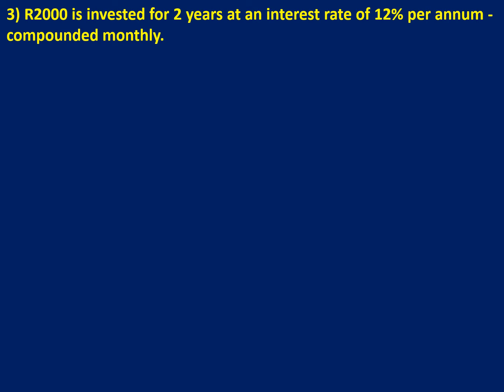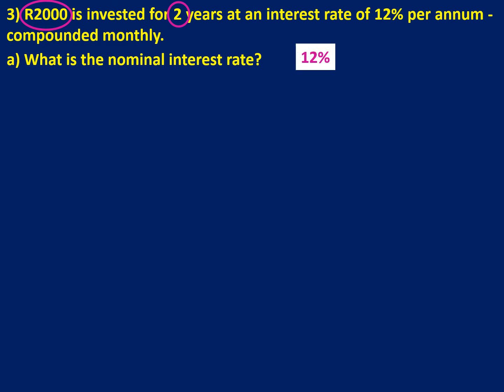I've taken exactly the same interest rate, but I've doubled the amount. So we're going to invest 2,000 Rand, and we're going to invest for 2 years. And let's see what we will have at the end of 2 years. So just normal compound interest that we're putting into the account. Now we have been quoted 12%. So our nominal interest rate is 12%.